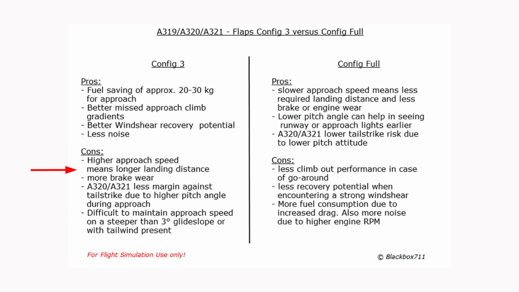A higher approach speed will of course then mean a longer required landing distance and more wear on the brakes. And that will matter in those cases where the landing distance available isn't that great. Another thing to consider is the fact that a config 3 landing will give you a higher required pitch angle compared to a config 4. And that may lead to less margin against tail strike, although I will admit this is more prominent in the A321, which is a lot longer compared to the A320.